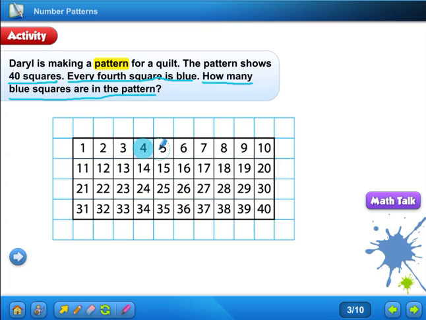All right, so 1, 2, 3, 4 is blue. And every fourth square, so we're going to count 4 again. 1, 2, 3, 4 is blue. 1, 2, 3, 4 is blue. And we keep counting by fours like that. Do you notice any pattern with that?